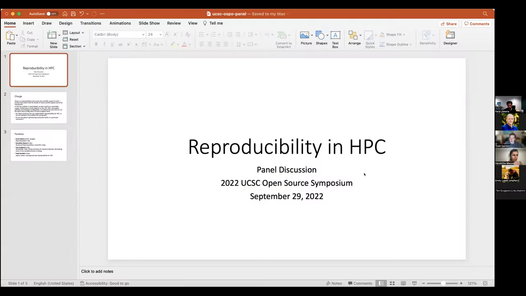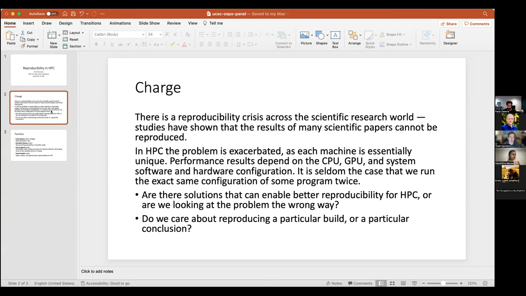So welcome to the Reproducibility in HPC panel at the Open Source Symposium at UCSC. We were tasked with the reproducible builds title when we originally put this together, but we expanded it a little bit to cover reproducibility in HPC. From past instances of this symposium and other happenings in the community, Carlos has done a lot of work in reproducibility along with Eva Jimenez at UCSC, and many conferences have been adding reproducibility tracks to combat this reproducibility crisis across the scientific research world.